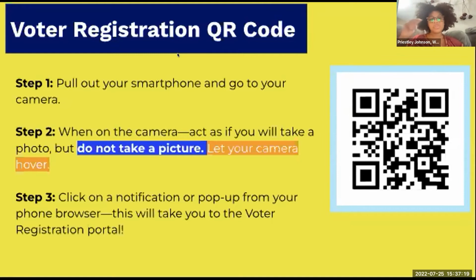All of these resources will be emailed to you in your follow-up email. I want you to know we have the link, the QR code, and the flyer ready for you to use. And it will be included in your follow-up email as well that you will receive from IPL. Awesome. So this is the QR code, and you are all able to access the voter registration portal created specifically for you all. So let's do a brainstorm.